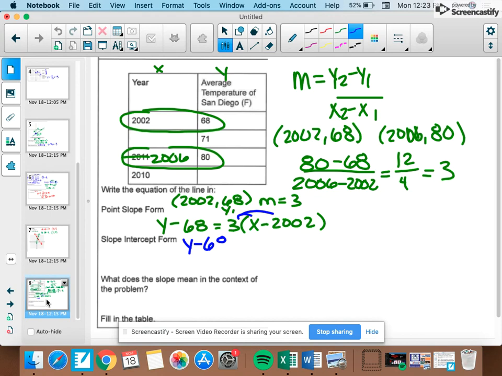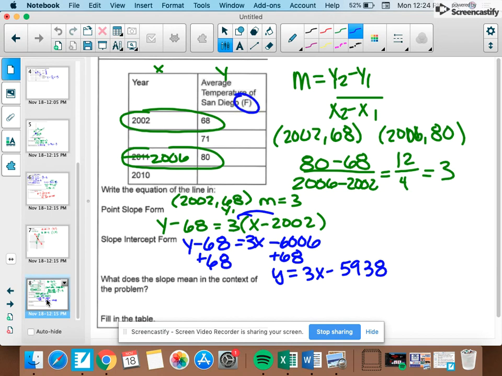So I get y minus 68 equals 3x minus 6,006. And I'm going to add 68 over. So my slope-intercept form is y equals 3x minus 5,938. Now it says, what does the slope mean in context of the problem? That's y over x, so my degrees per year. So it's adding 3 degrees per year.